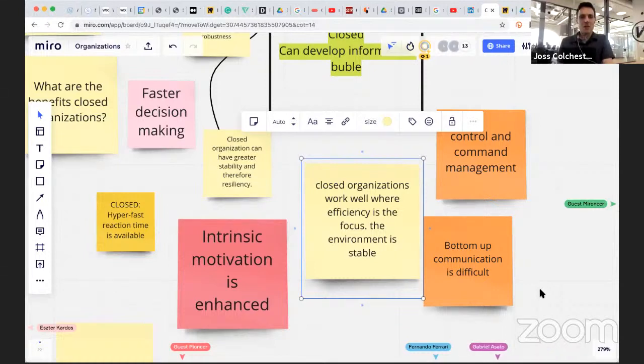If the problem is unknown and you're in an unstable environment, you can't really optimize, you're exploring, aren't you? And maybe it's better to be having lots of different experiments in that kind of environment. Anybody want to speak on this one?